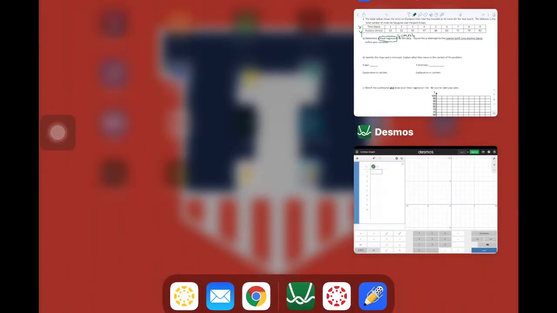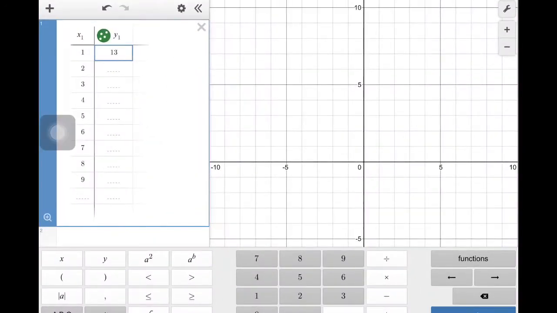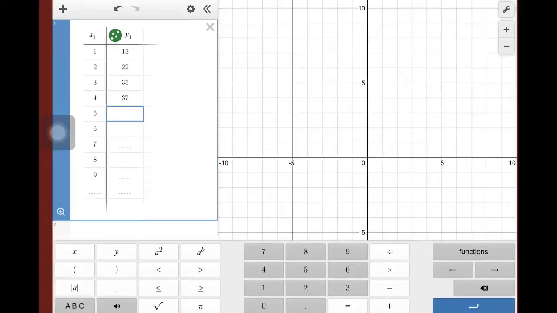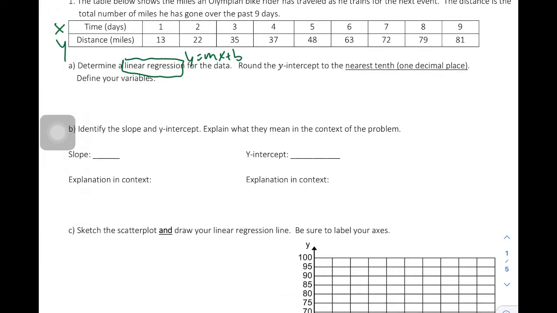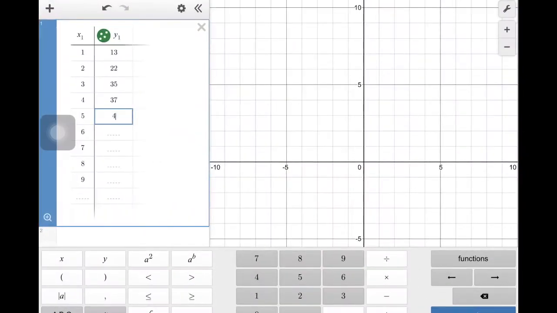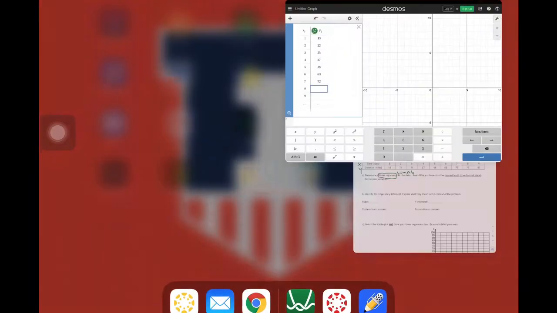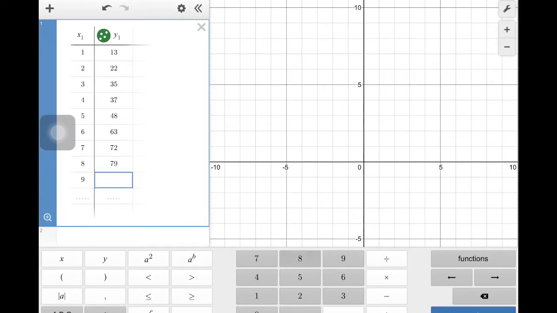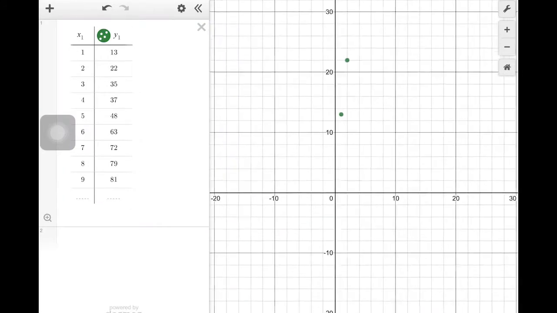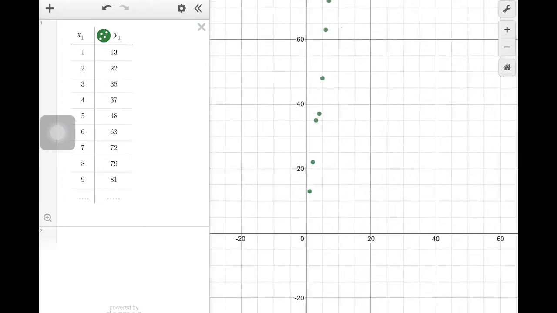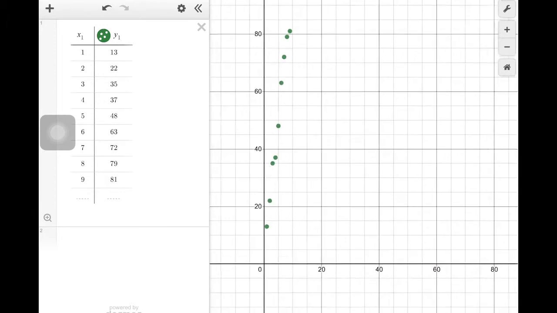So 13, 22, 35, 37, 48, 63, 72, 79, 81. Okay. All right. So once you have your data entered there, if you zoom out, you can actually see the points, and we can see each of these points.